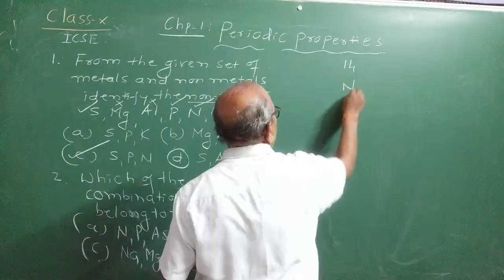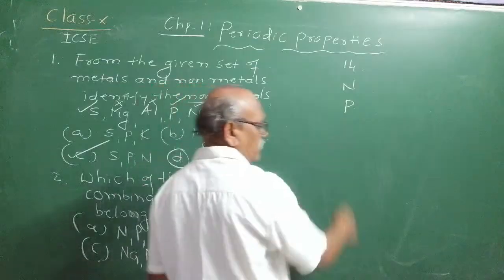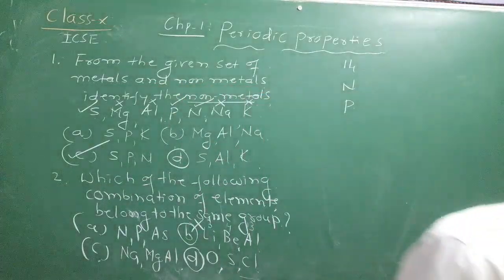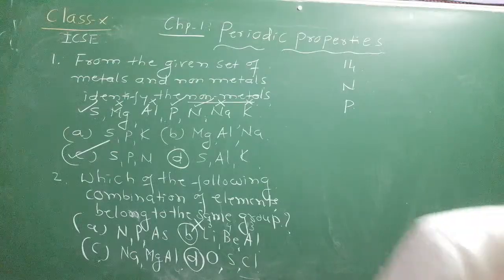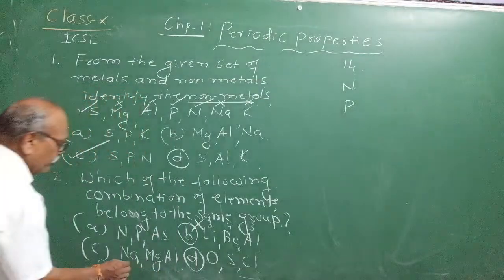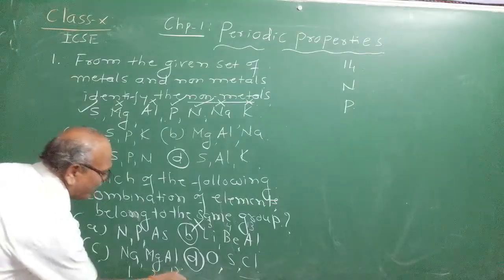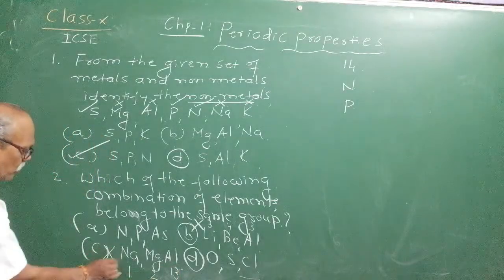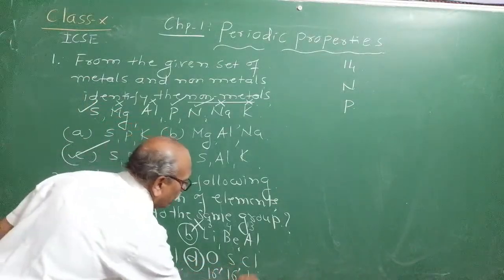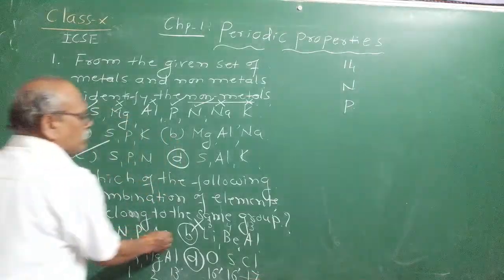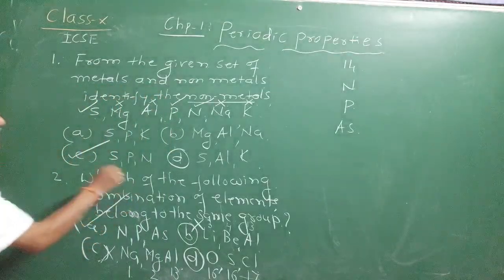Below nitrogen there is phosphorus, arsenic. In which group are they placed? Which are placed in the same group, they are asking. Sodium is placed in group 1, magnesium in group 2, aluminum in group 13. This is also wrong. Oxygen is placed in the 16th group, sulfur in the 16th group, but chlorine in the 17th group. But nitrogen, phosphorus, arsenic are placed in the same group. Therefore, A is the correct answer.